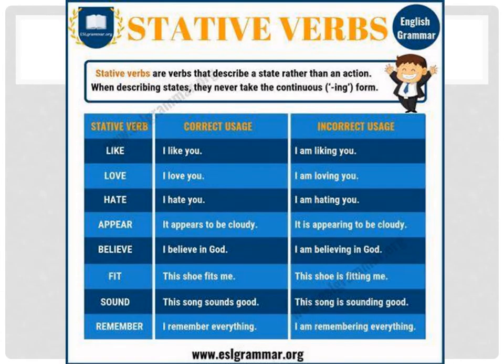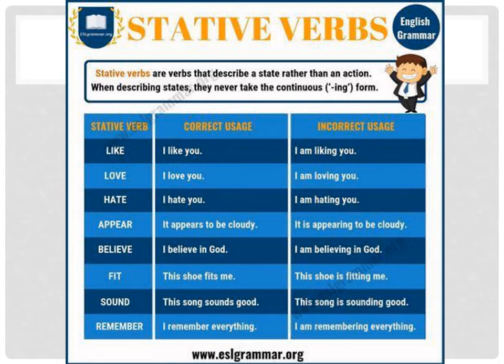Okay, move on to stative verbs. Stative verbs are verbs that describe a state rather than action. As you probably know, there is always an exception to the rule. The exception in our case is that some verbs are usually not used in progressive tenses. These verbs are called stative verbs. Stative verbs usually refer to a state or condition which doesn't change. Stative verbs are used in simple tenses. So, when describing states, they never take the continuous ing form.